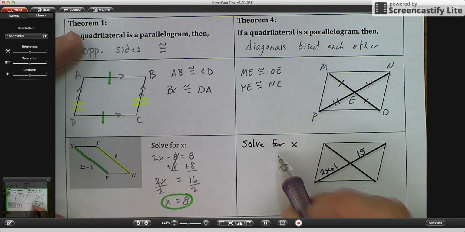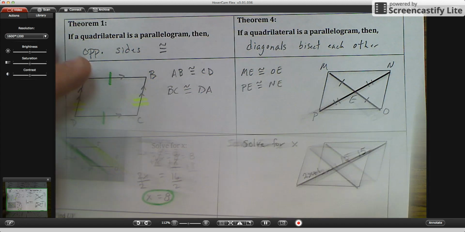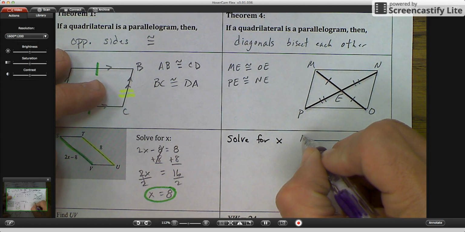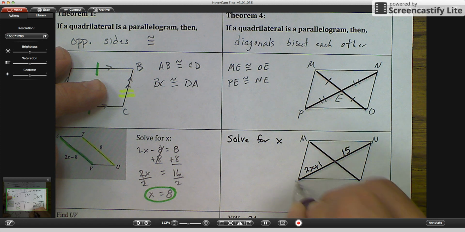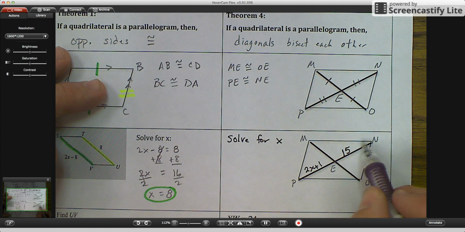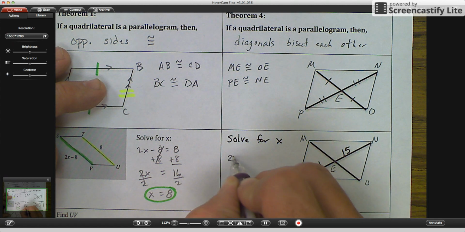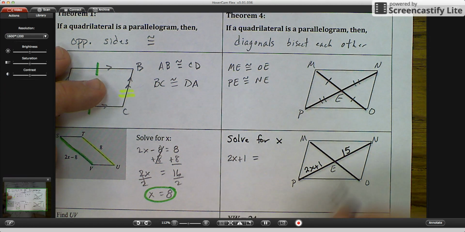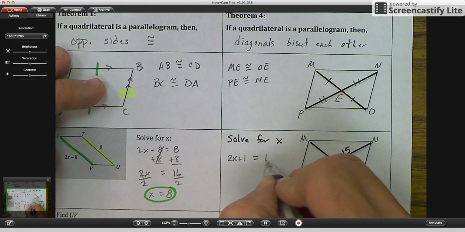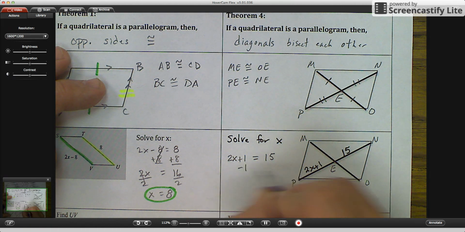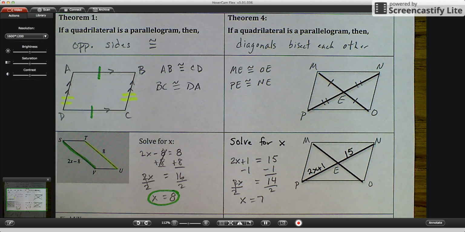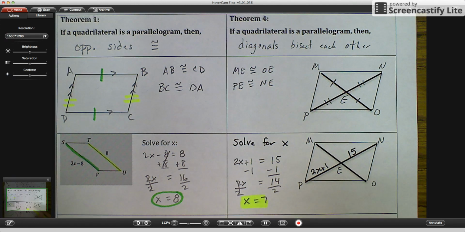It says solve for x down here. I know by looking above, and when I label them, I'll label them again. M, N, O, P, and then I'll put an E in the middle. Remember that PE is congruent to NE. So PE is 2x plus 1, and that would equal NE, which is 15. Solve for x. Divide by 2. x equals 7. And we are done because it asks us to solve for x.